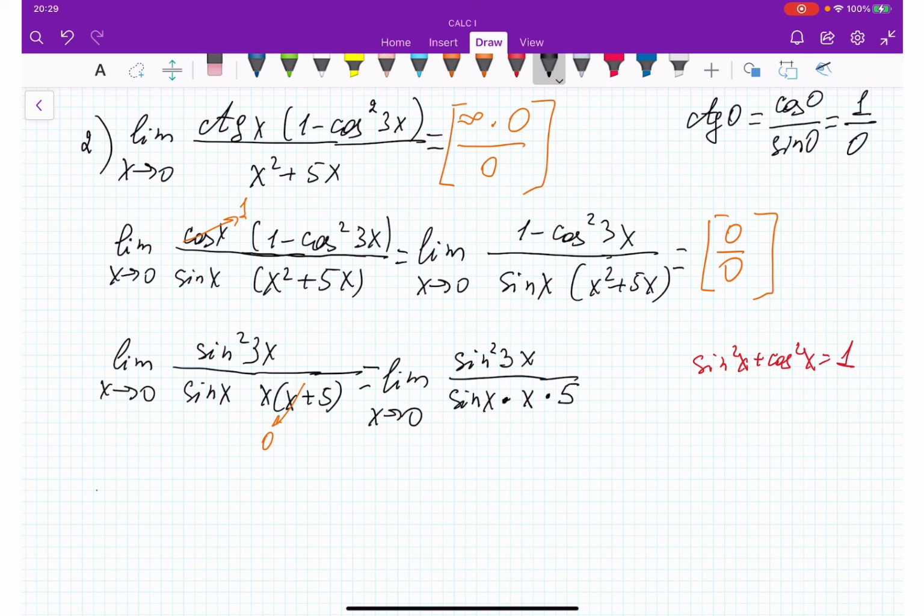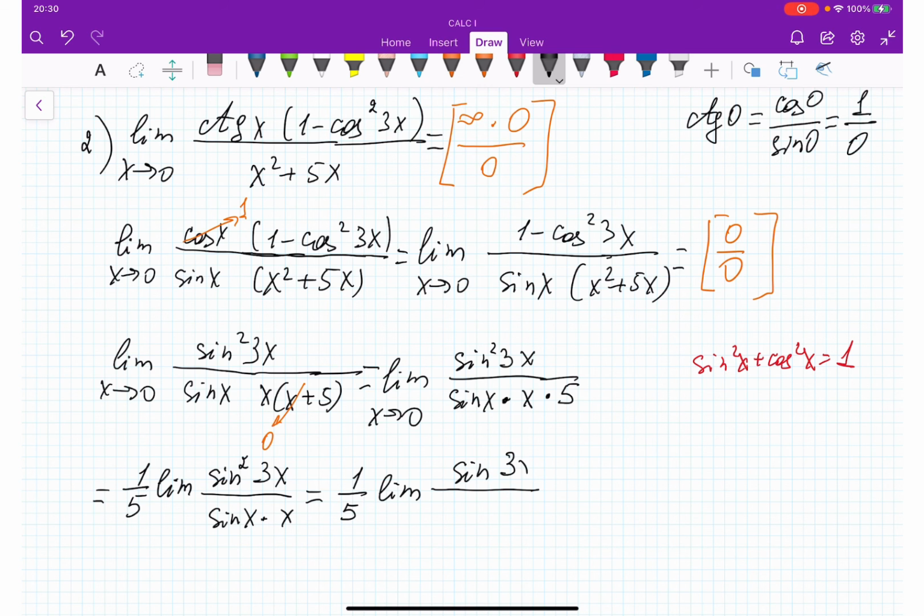This 5 I'm taking out. It's going to be 1 over 5 times the limit of sine squared 3x divided by sine x times x, and this is equal to 1 over 5 times the limit, so sine squared, I'm breaking down as sine 3x times sine 3x, divided by, oh, here I forgot, x approaches 0, okay? So we have sine x here.